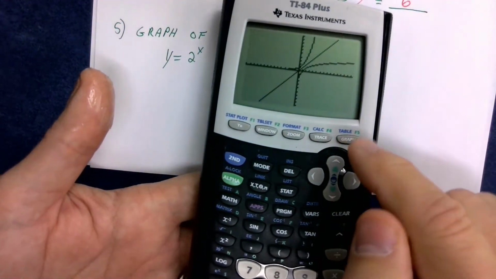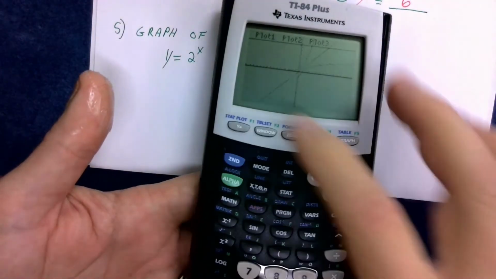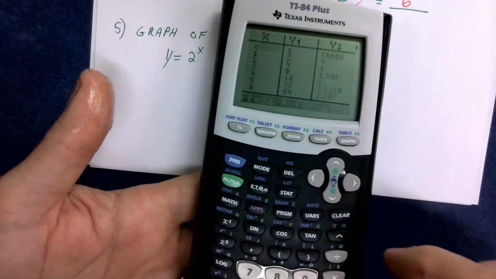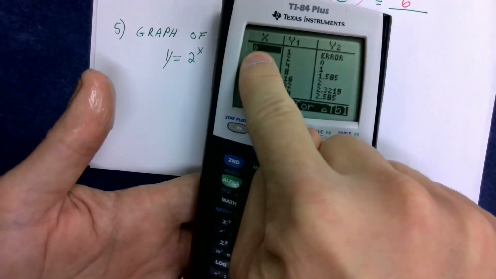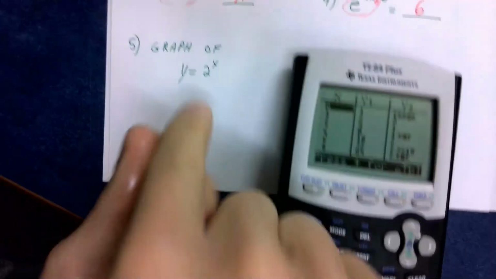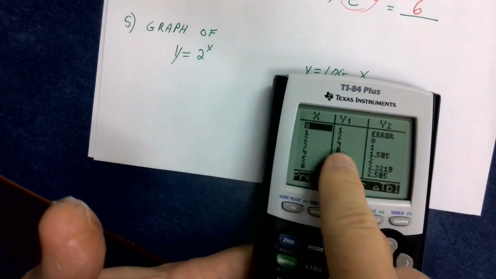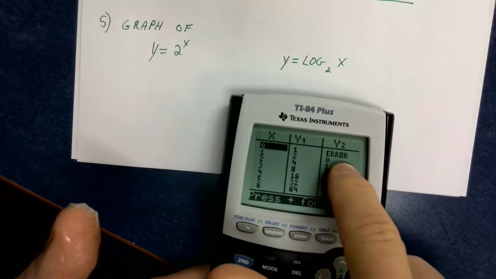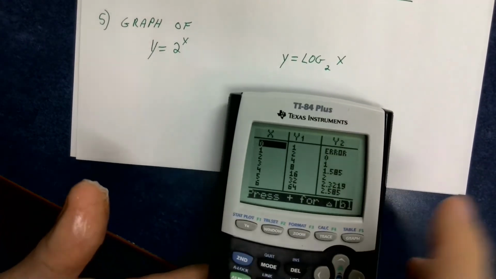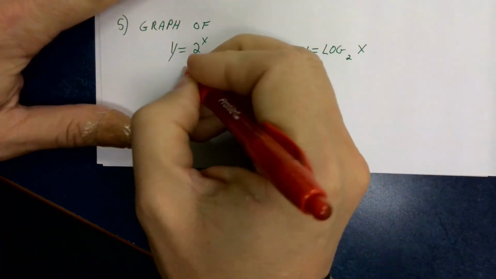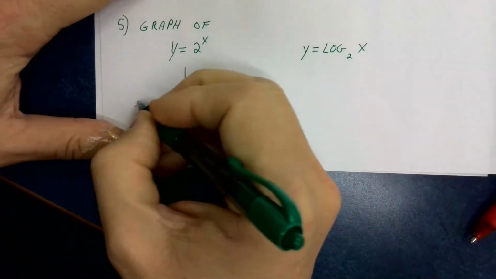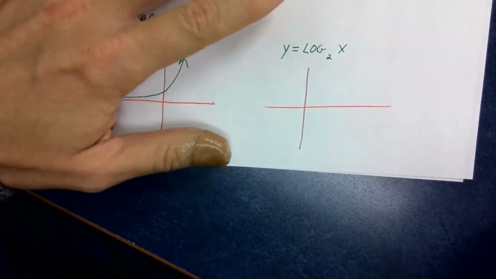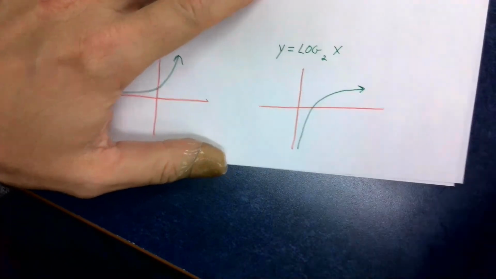So let me show you what makes something an inverse. If I go to my table setup, I'll start at 0 and go up by 1. You'll see that when x is 0 on the first function, 2 to the 0 power is 1. But when x is 0 on this one, there's no y value at all. There's an error. Let me show you why. This one looks like this, and this one looks like this, and they are inverses of each other.